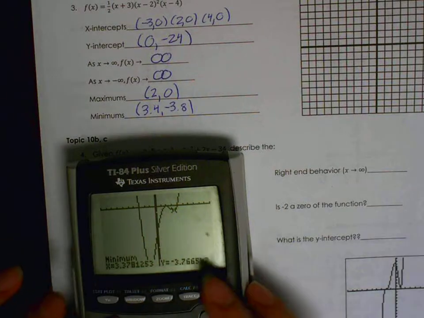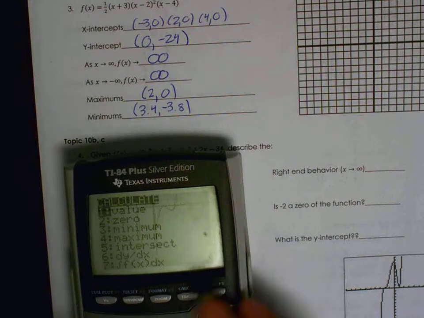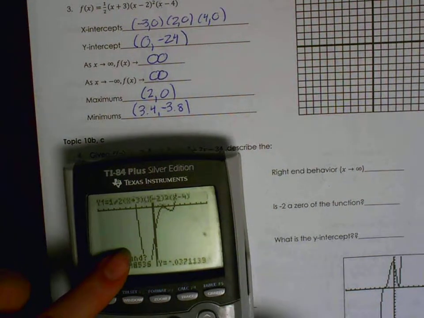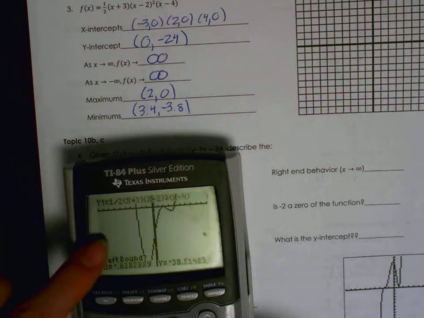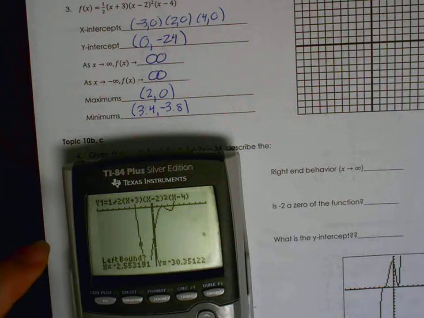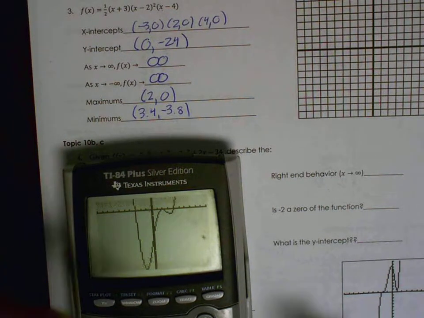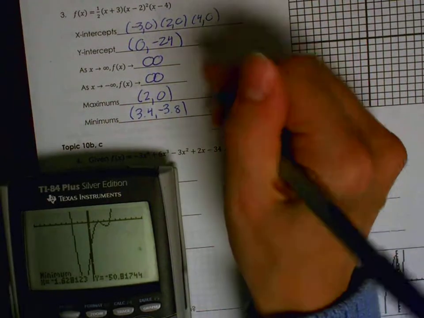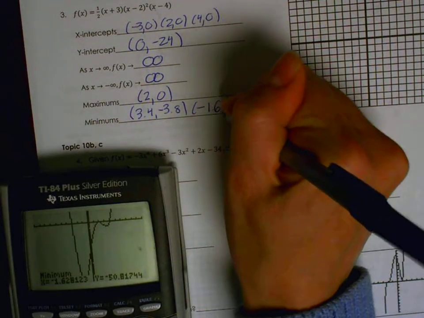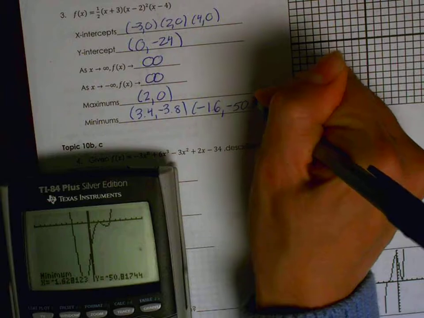So my other minimum, second calc 3, is way down here. So I'm going to move my cursor to the left of this spot, hit enter, move it to the right, hit enter one more time, and my other minimum is negative 1.6, negative 50.8.